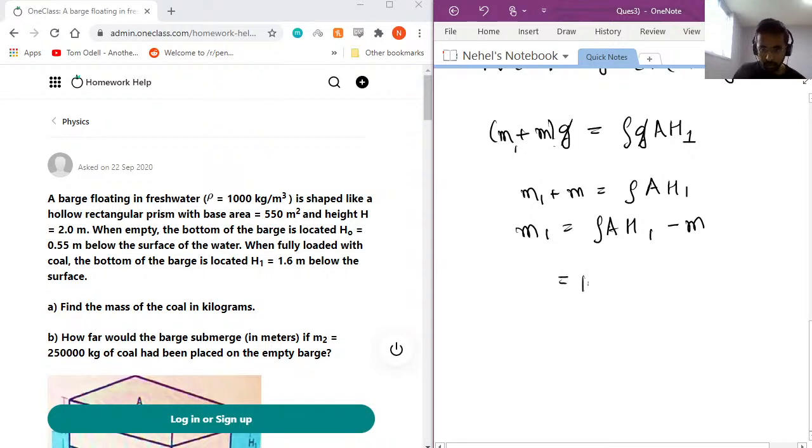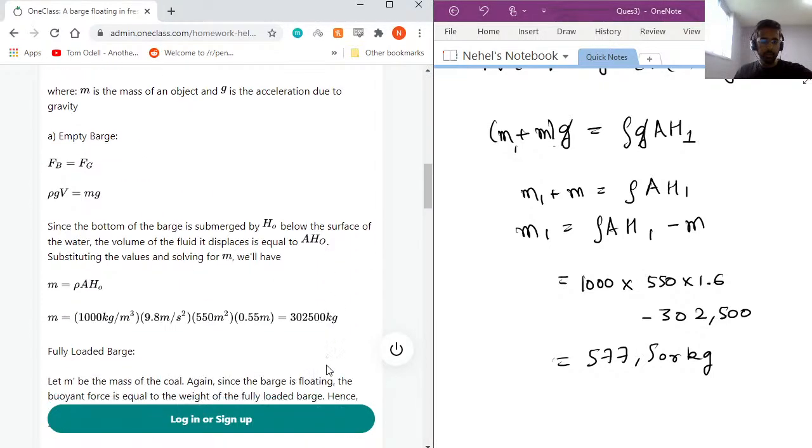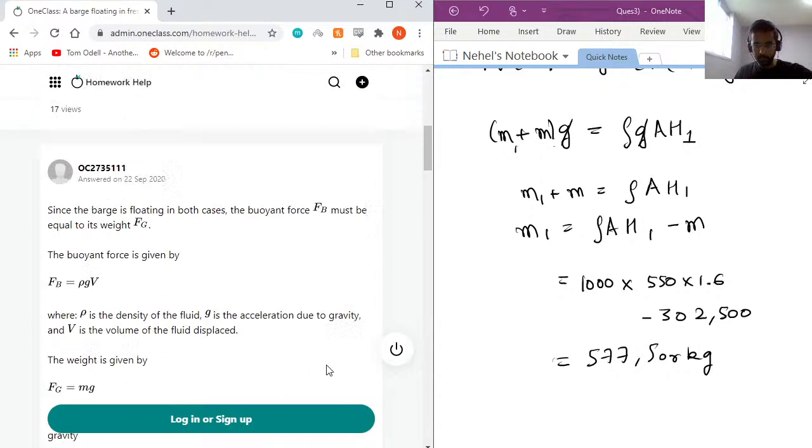So now we have the numerical values of all of these, so we can go ahead and solve for M1. We know rho is 1000, times area 550, and h1 is equal to 1.6, minus 302,500. So 1000 times 550 times 1.6 minus 302,500, 577,500 is the answer. So that's the total amount of coal which we put in, 577,500.